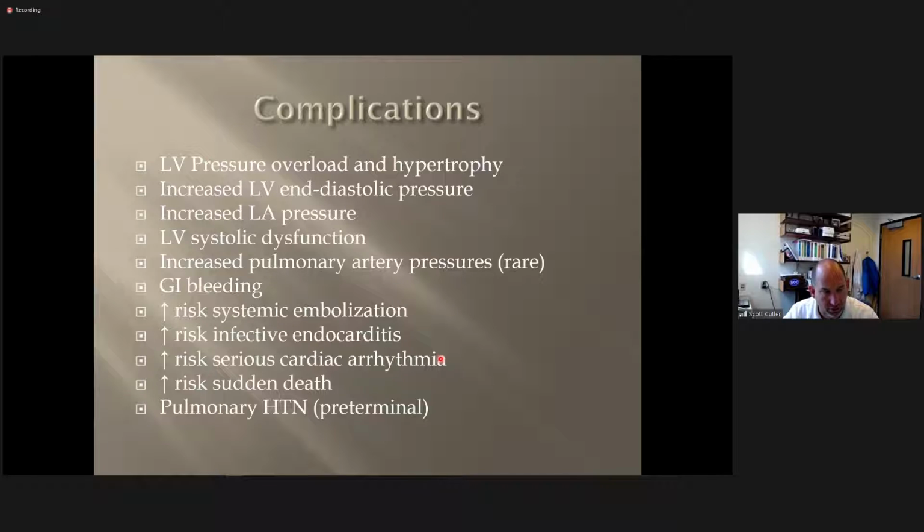Left ventricular systolic dysfunction may occur. If it gets severe, the heart eventually is going to start giving up. Might have increased pulmonary artery pressures, which is rare. GI bleeding. When we get these increased pressures, we can get bleeding through varicosities that start leaking into the gut. Increased systemic embolization or risk of it, increased risk of infection or endocarditis, increased serious cardiac arrhythmias. Anytime we stretch a chamber bigger than it should be and put undue stress on it, we run the risk of affecting the electrical conduction. Increased risk of sudden death and pulmonary hypertension.